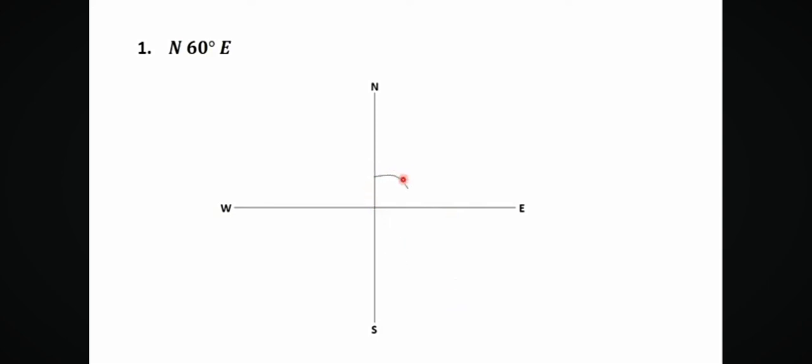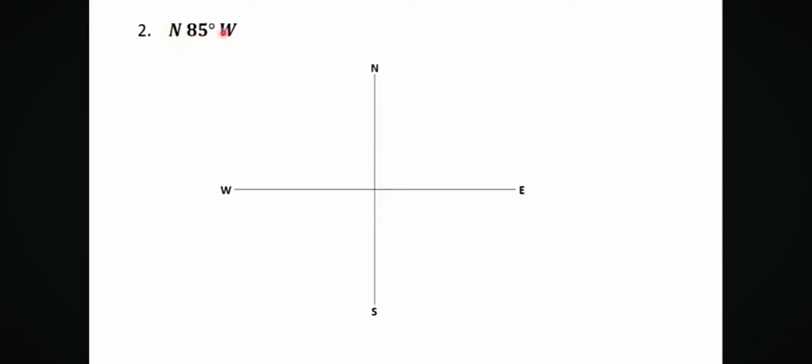You draw an arc that represents 60 degrees, then you draw a line through it. So you draw a line from the center, passing through the tip of the arc, and you indicate that by an arrow. Then you write the name of the angle here. So we have been able to represent this bearing, north 60 degrees east, on a diagram. Let's move on to the next one.